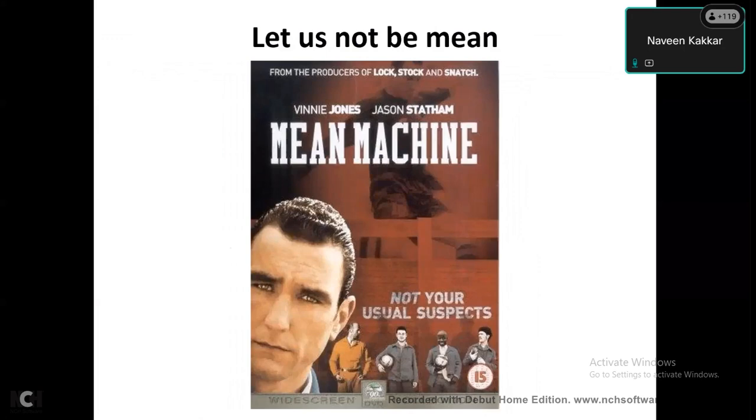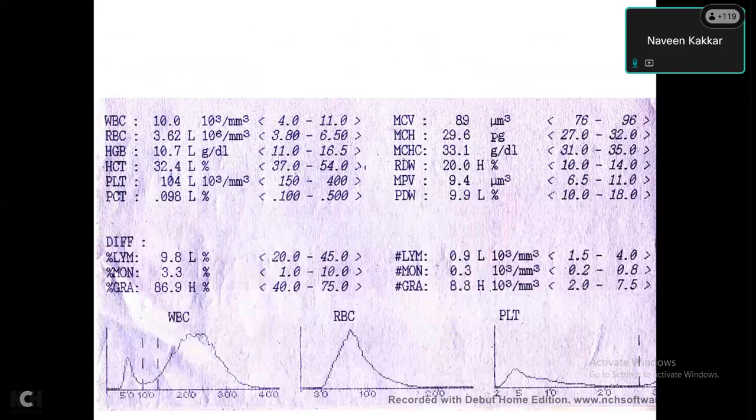Okay, what about using the indices? So let's not be mean. Look at this case. Hemoglobin is 10.7, mild anemia. If you look at the indices alone, that's 89, 29.6 and so on. Now this means you've got a normocytic normochromic anemia, and that's the importance of the RDW. So if you look at mean parameters, those are normal, but your RDW is high.